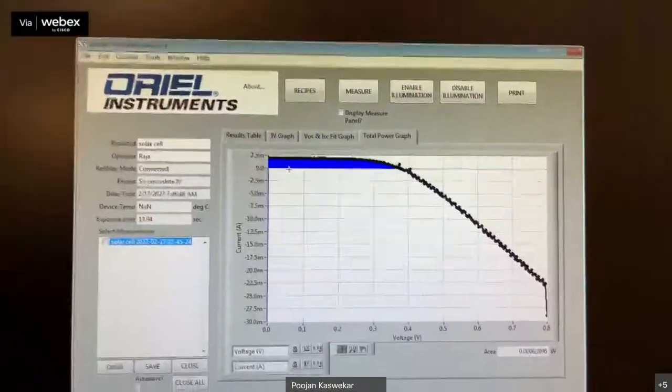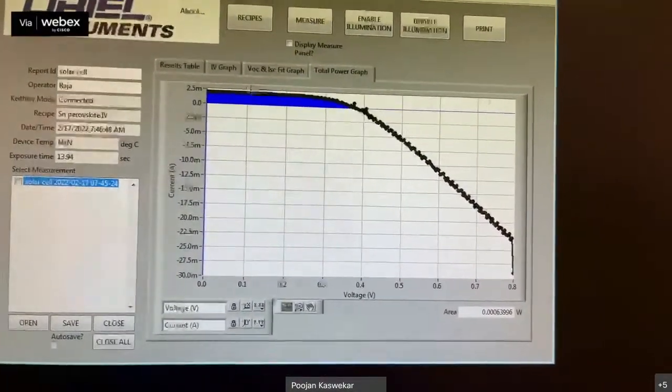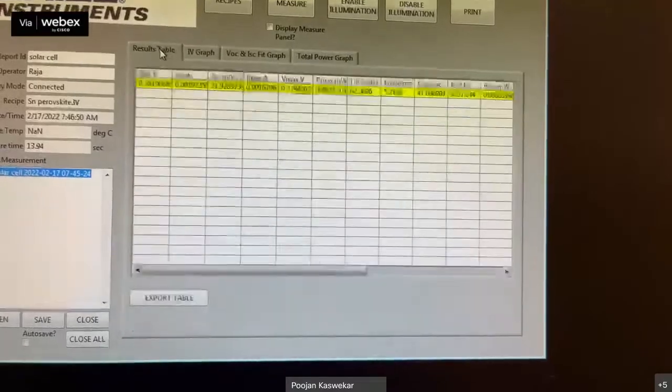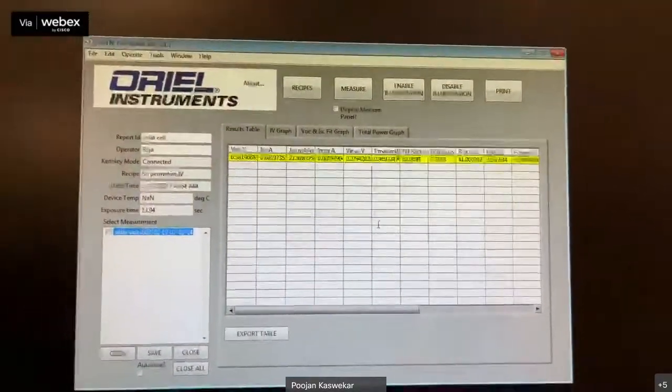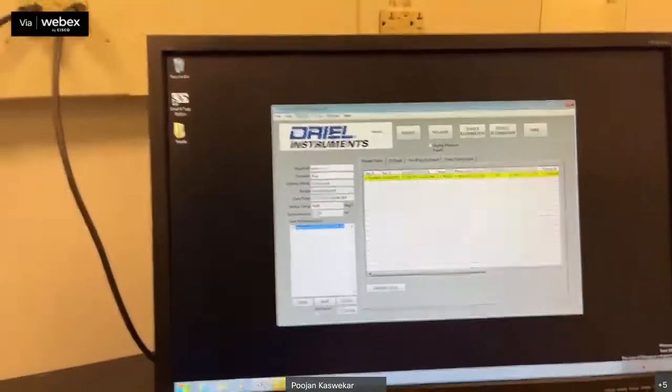And this is the total power graph, so how much power you are getting from the solar cell. All these things you can get from one single fabrication.